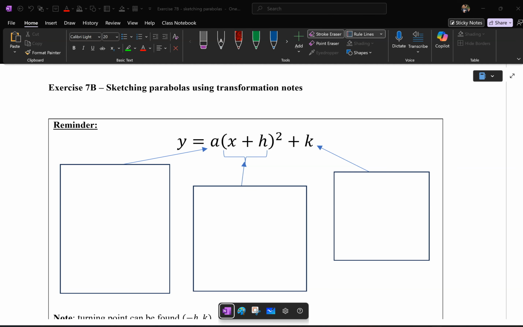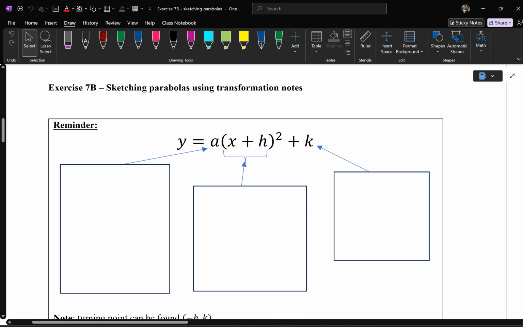All right, Ex7B, let's recap. I gave you last session some things to read about the parameters. So A, H, and K, I taught you to memorize what they do. I haven't explained why it works. So you're just going to have to trust me that it does work.